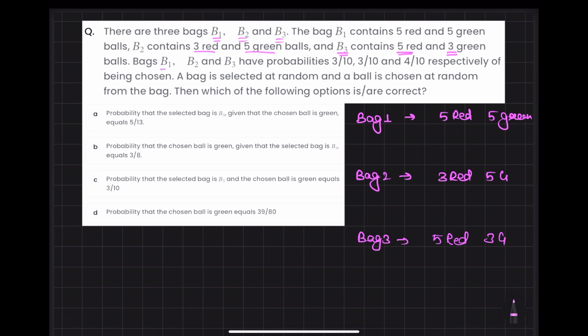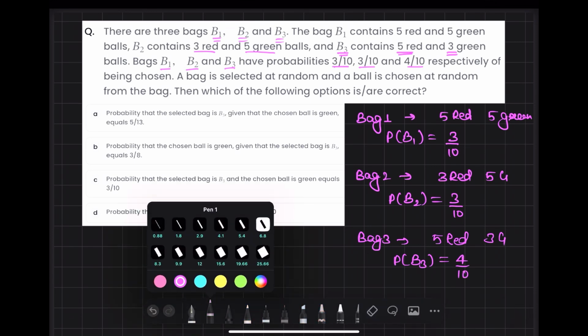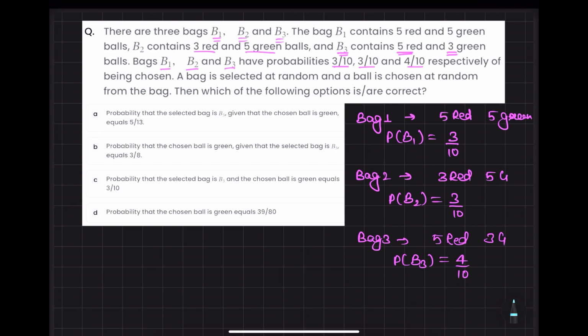Bag 1, bag 2, bag 3 have probability 3 by 10, 3 by 10, 4 by 10. So probability of selecting bag 1 is what? 3 by 10. Probability of selecting bag B2 is what? 3 by 10. Probability of selecting bag B3 is what? 4 by 10. Okay, till this part I hope you guys are okay. Now a bag is selected at random, a ball is chosen at random from the bag. So you have selected a bag, you have chosen a ball. Then which of the following are correct?